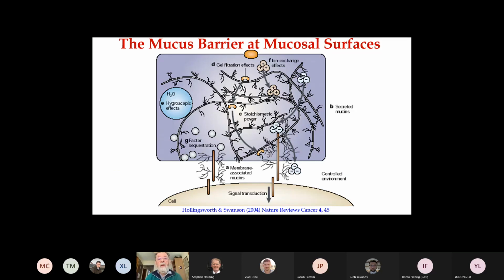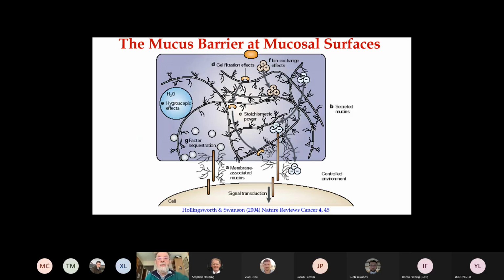Here's a picture just to show you what we're talking about. If you look at the bottom, you can see the brown lump is a cell, and the square at the top represents the secreted mucus gel layer. Between these two, on the surface of the intestinal cells, we've got membrane-associated mucins. They link up with the gel layer on top, which contains the secreted mucins.